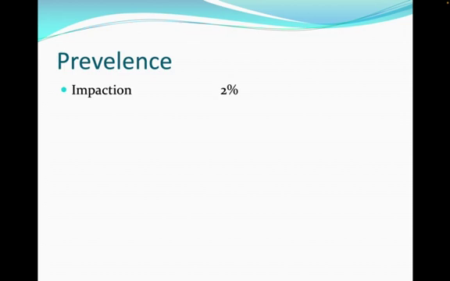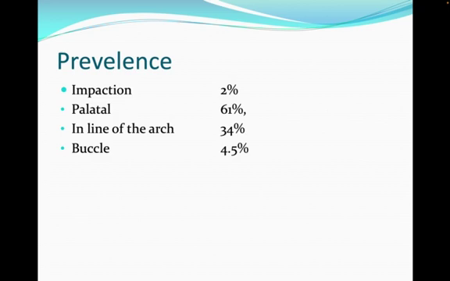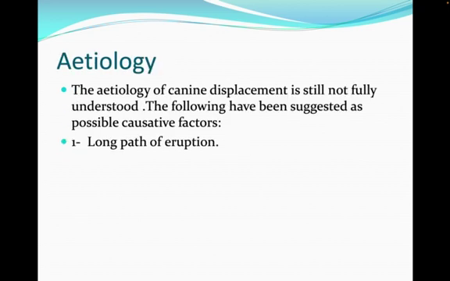So what about the prevalence? Now, the impaction, as we mentioned, for the canine, is 2% of the cases. Out of these 2%, 61% are palatal impaction, which is the most common form of the impaction. Then we have 34% of the cases in which the canine is in the line of the arch. Then 4.5% of the cases are buccal, which is the least common form of the impaction.